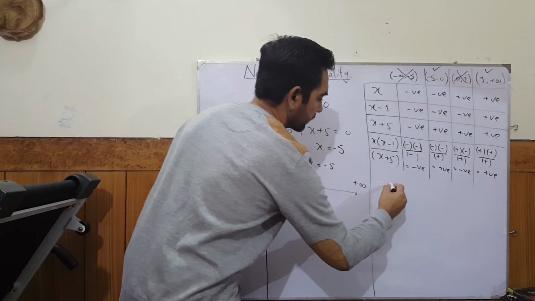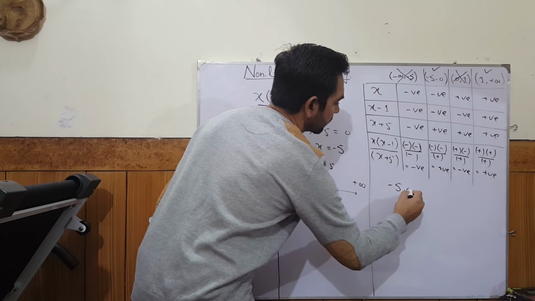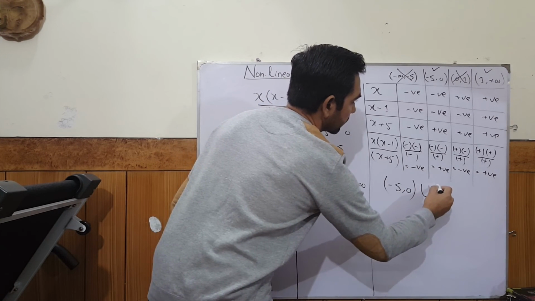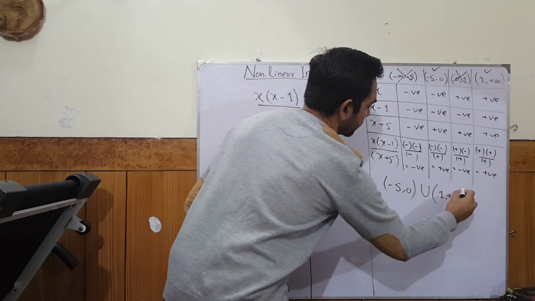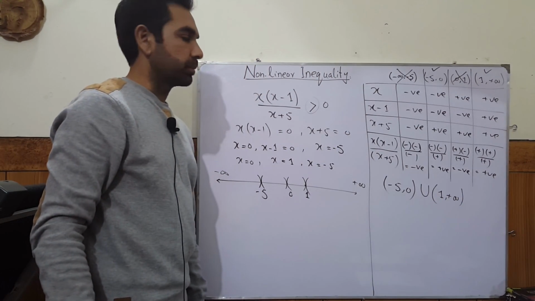So in mathematical notation, we write the or as union. So I hope it helps. Thank you.